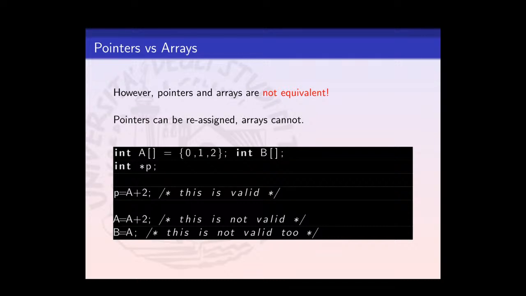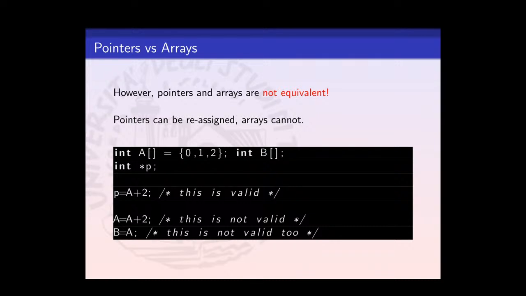However, despite the fact that we can use the array syntax on pointers and the pointer syntax and pointer arithmetic on arrays, they are not equivalent at all. They are not equivalent because pointers can be reassigned, so I can change the value of a pointer, but I cannot change the value of the variable representing the array. So I can change the content of a cell, but not assign a new value to the variable A, which is the variable used to represent the array.